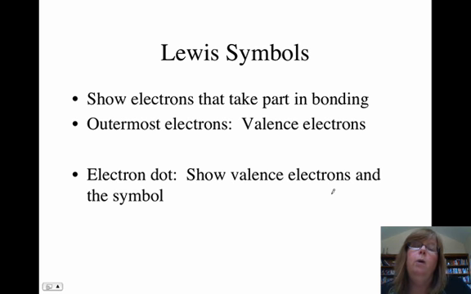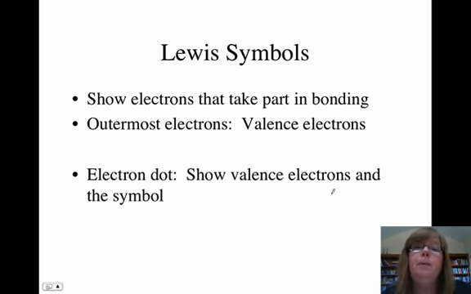Well, the bonding is between two different atoms. So doesn't it make sense that what's on the outside of the atom is what's going to be used in bonding? And that's exactly the case. It's our outermost electrons that are used in these chemical bonds, and if you remember, these are called our valence electrons.